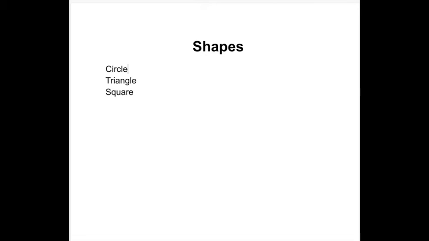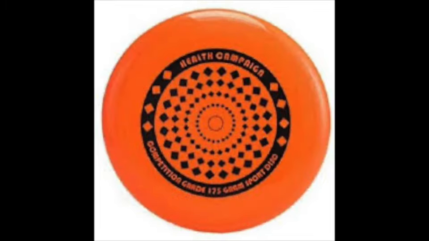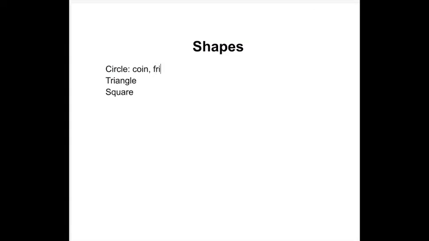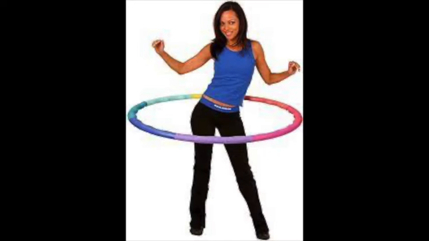You learned about circles, and yesterday Tommy said a circle is like a coin. And Susie said that a circle is like a frisbee. Okay, it's a continuous line that goes around. You could think of a hula hoop, anything that's round.